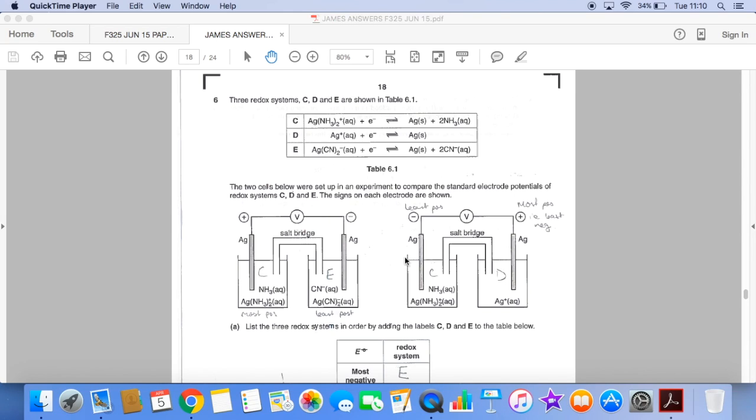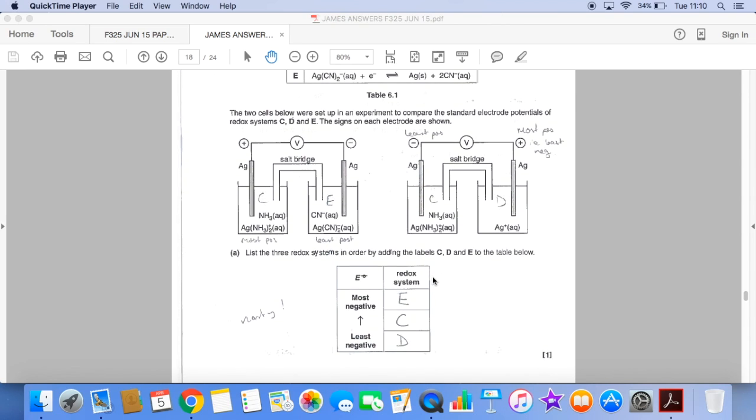And then if we look at the next one, we've got the silver and ammonia one again here, so that's C. And we've now got silver ions and just silver, so that is D. And where's the positive electrode? It's this one here. So D is more positive than C. So in order of electrode potential, the least negative, i.e. the most positive, is D, then C, then E.